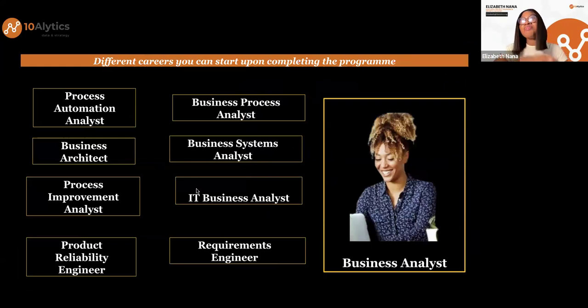Okay, so now there are different careers you can start upon completing the program. You're not boxed into business analysts. All right. Oh, I'm a business analyst. I took a business analyst course. You can work as a process automation analyst. You can work as a business process analyst. You can work as a business architect, business systems analyst, process improvement analyst, IT business analyst, and so on and so forth. All right. There are a lot of different roles and different jobs, different careers that you can start once you complete this program.